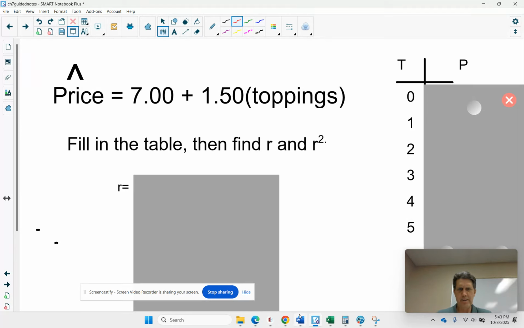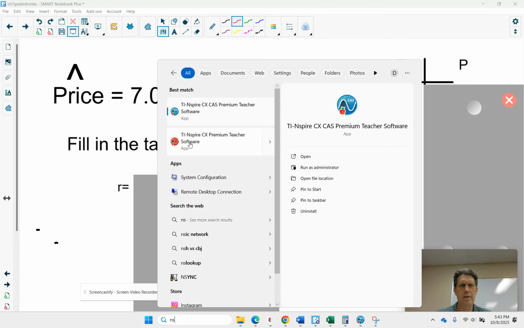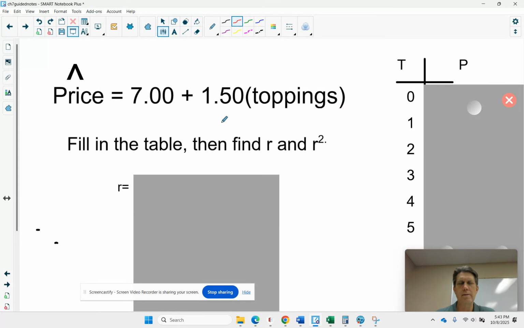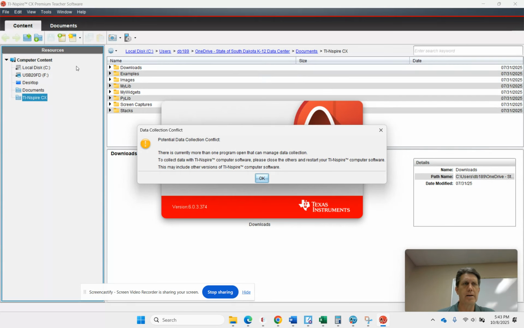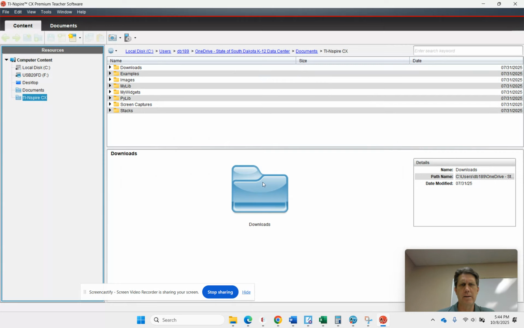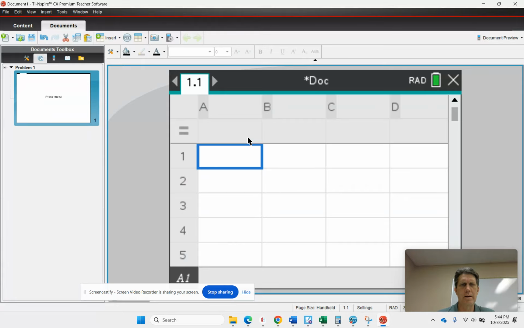Now, here we go. Let's find this. Pizza toppings. So we have this formula for pizza toppings. And where did my Inspire go? I had it up, and now it went away. Okay, somehow it closed on me. Okay, so I'd like you to plug those values in for the prices of the pizza toppings. Okay, let's plug them in.